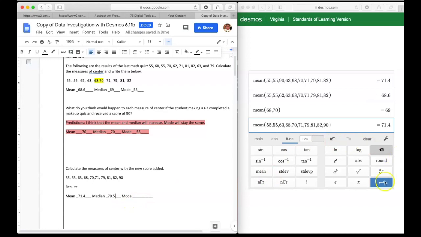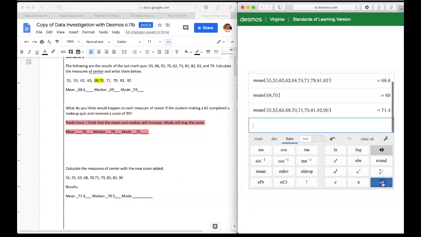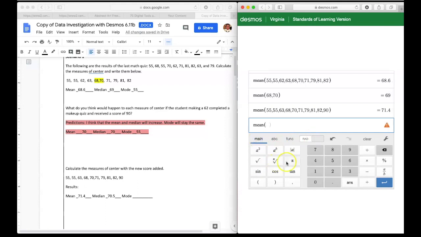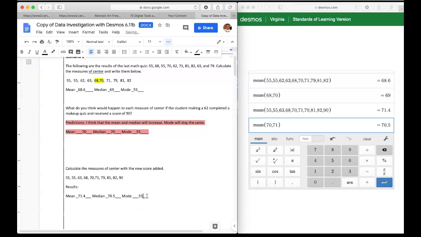But I'm going to check it. You know, we always like to check things. So let's go ahead and say here's our mean. Go back to my data. We said 70 and 71. Yes, 70.5. Perfect. So there we have that. And then our mode remains the same. So we did a good job with our predictions there.